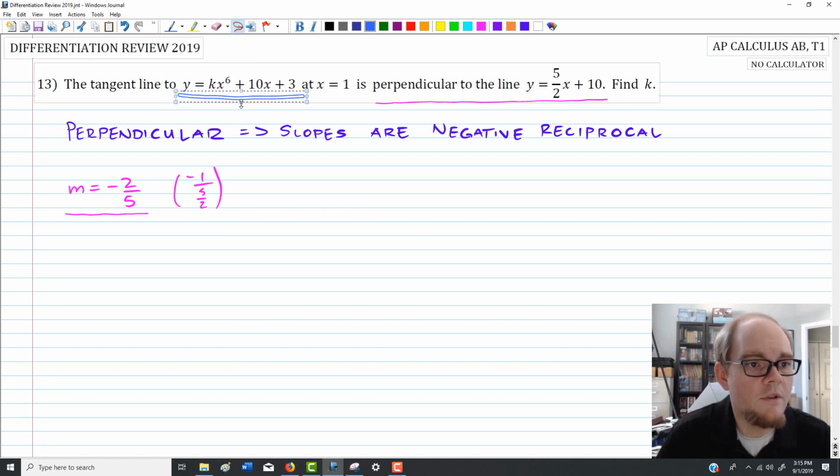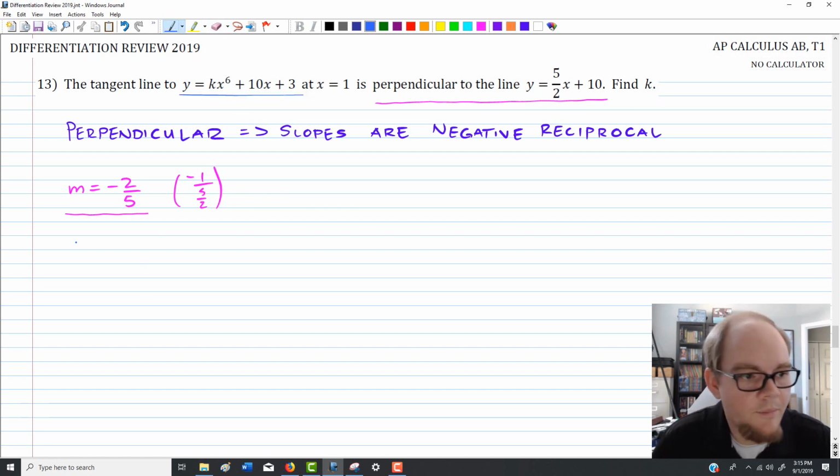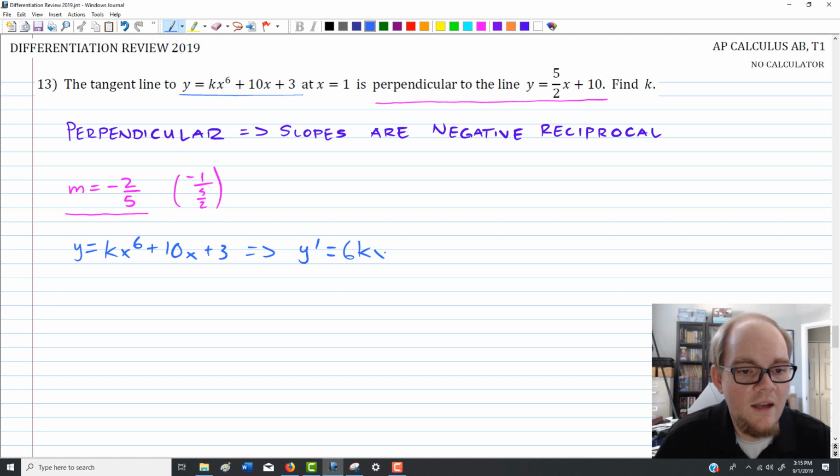So there's our parabola that we're talking about. Or not parabola, there's our bowl, I guess you could call it, our even degree function. So in here, if y equals kx to the 6th plus 10x plus 3, that implies that y prime is equal to 6k x to the 5th plus 10.